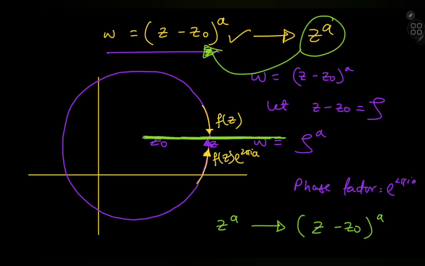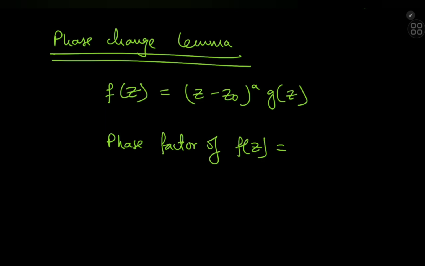And that, I think, is a pretty cool result because it allows us to play around with branch cuts and visualize functions a lot better. Let me write one lemma and then give you some examples. So we have this lemma called the phase change lemma that states that if you have a structure f of z that equals (z minus z naught) to the a times g of z, where g of z is a single-valued function, then the phase factor of f of z is exactly the same as the phase factor of z to the a. That is, it is e to the 2 pi i times a.